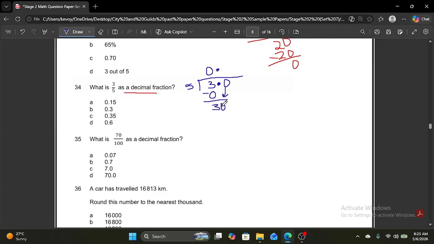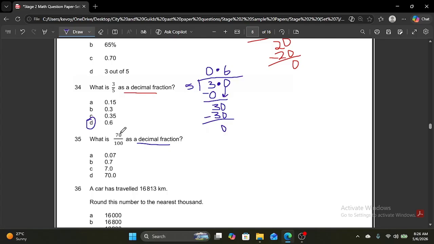5 into 30, that is 6. 6 times 5 is 30. Then you subtract, and you'll be left with 0. So our answer is 0.6. Let's see if we see it. So what is 3 over 5 as a decimal fraction? That is 0.6. Alright, what is 70% as a decimal fraction?